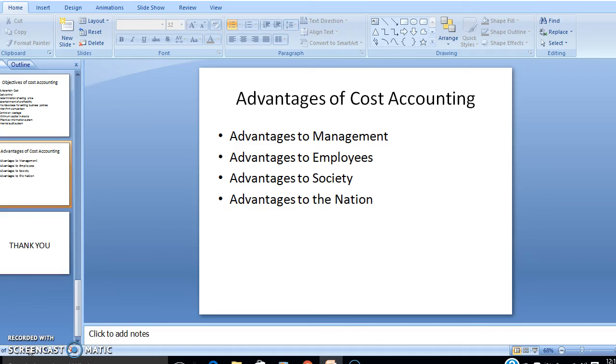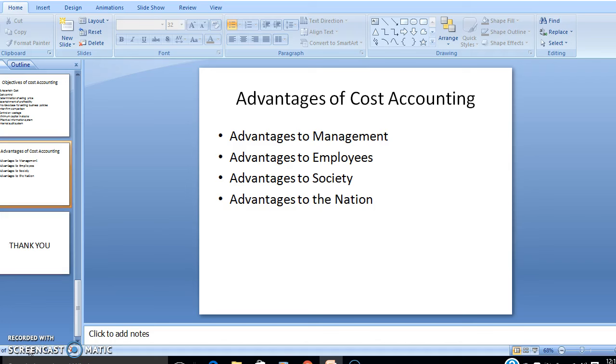Cost accounting is advantageous to management, employees, society and nation. It is advantageous to management in various ways, like it helps in formulating business policies, identification of profitable and unprofitable activities of the organization. It helps in making comparison, helps in controlling cost of production, etc.